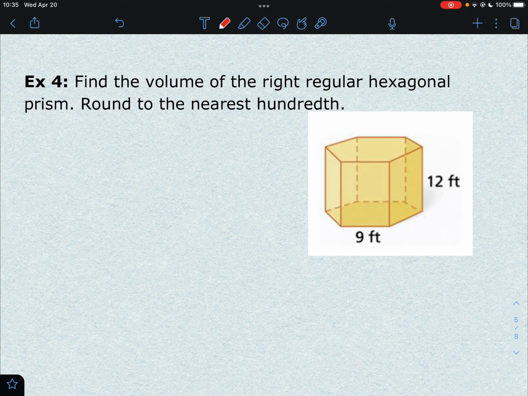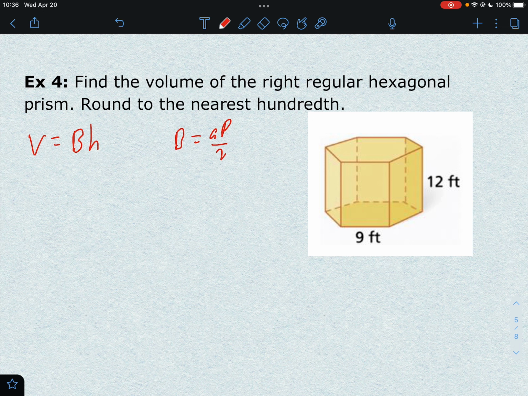Example 4, find the volume of the right regular hexagonal prism, round to the nearest hundredth. So it's still going to be area of the base times height. The height is obviously 12. The area of the base, we're going to be using AP over 2, apothem times perimeter over 2. So the perimeter is just 9 times 6, which is 54. And we've got to find our apothem.